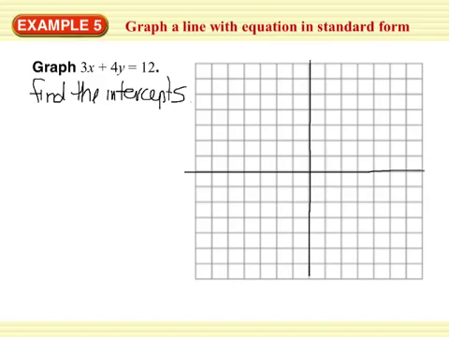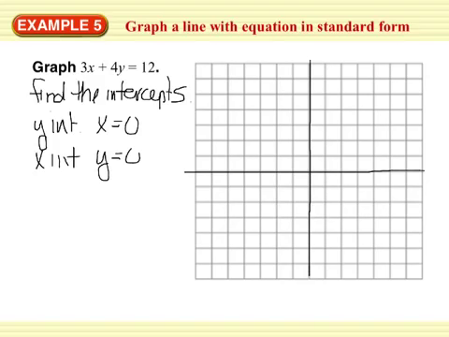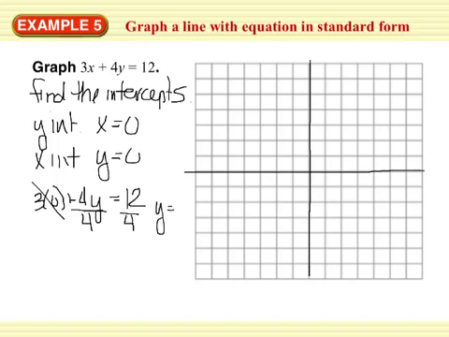Okay, it really is the easiest way to go. And to find the intercepts, the y-intercept is where x equals 0. The x-intercept is where y equals 0. So I'm just going to plug in, first of all, 0 for x, and solve for y. So that goes away. I have y equals 3.